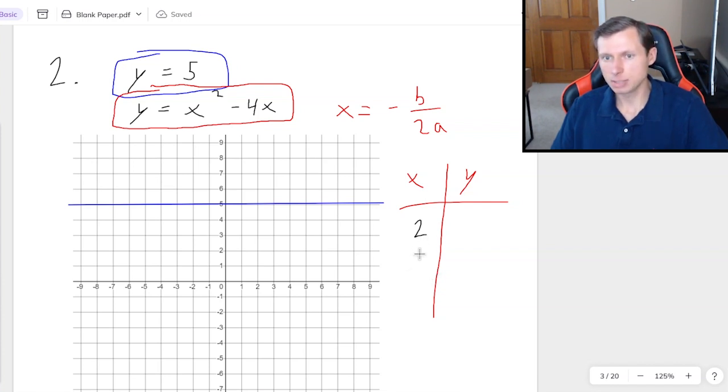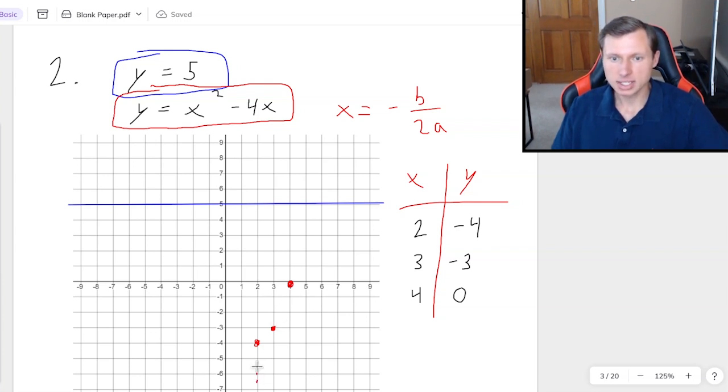And then I just want to test some more points, like let's say 3 and 4. And the way we're going to test these is just by plugging 2, 3, and 4 into this function right here. So 2 squared is 4, minus 4 times 2 is 8. 4 minus 8 is -4. And then if you do the same thing for 3 and 4, I'll just tell you, we get -3, and then 4 is 0. And so let me graph that real quick. 2, -4 is down here. 3, -3 is here. And 4, 0 is here.